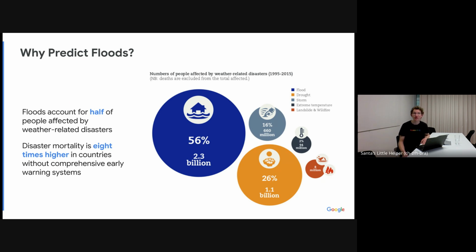But at the same time, it turns out that if you have early warning systems and you can warn people ahead of time, this is an extremely effective way of avoiding these mortalities and avoiding these losses and damages. There's this statistic where disaster mortality is 8 times higher in the places that are lacking these early warning systems. And so having early warning systems in place globally is really an extremely effective way of helping people.